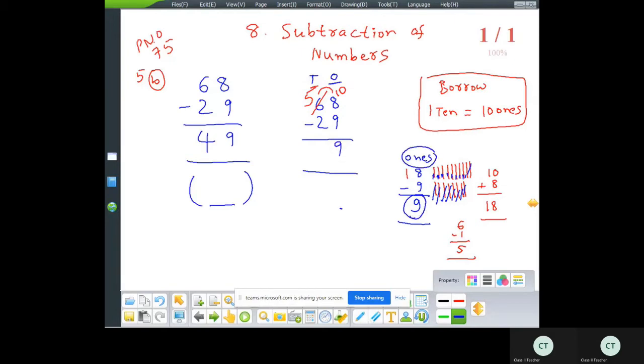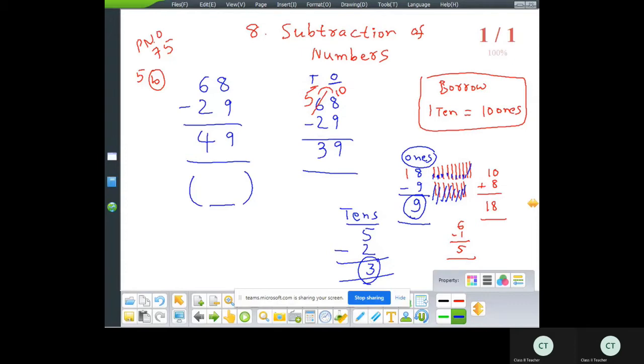Now subtraction on 10. The digits from tens place are 5 and 2. 5 minus 2. From 5 we subtract 2. 5 minus 2, 3. This answer 3 write in tens place. Answer is 39.